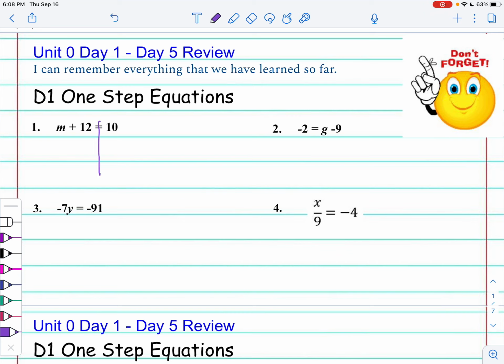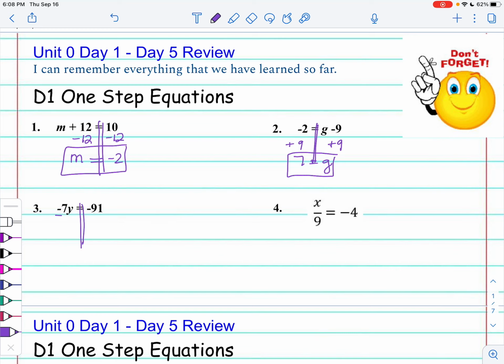So from day one, if you remember, we're going to draw railroad tracks. Why railroad track? And I'm going to subtract 12 from both sides to get what m equals. Okay, number 2, again, I'm going to draw my railroad tracks. To undo subtraction, I need to add. And remember, it is okay if the letter is either on the left or right. Both of those are acceptable, no big deal.